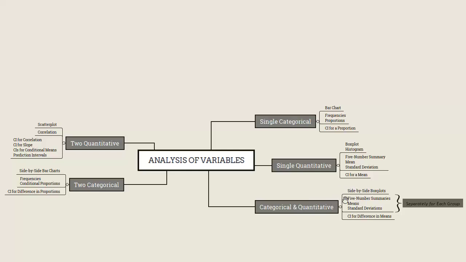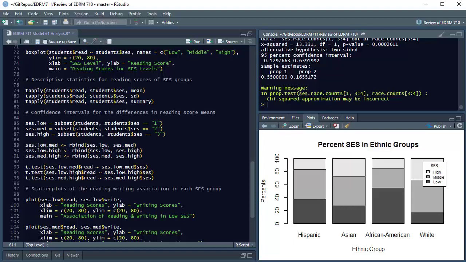The descriptive statistics would be 5-number summaries for each group, means for each group, standard deviations for each group. And then the confidence interval for inference would be confidence interval for the difference in the two means for reading for one SES group and the mean reading for another SES group. Now, this is a little bit more complex than what you have to do because you're only comparing science scores for public and private. So you only have to get a single confidence interval, a single side-by-side box plot.